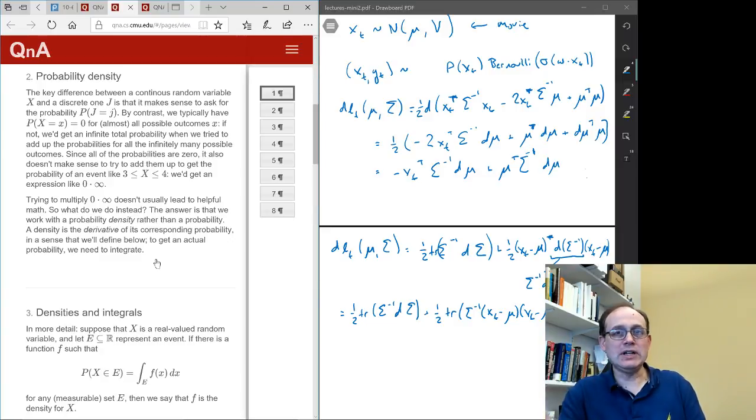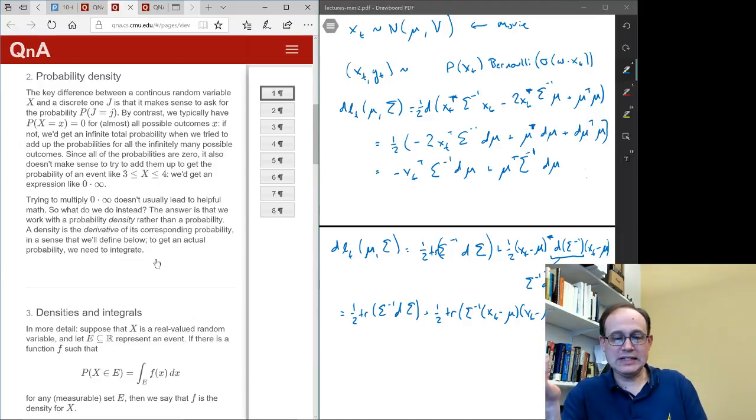And since these probabilities are 0 instead of being small, it doesn't make sense to add them up. If you ask for the probability that x is between 3 and 4, for a discrete random variable, you just add up the probabilities of every event that's between 3 and 4. But for a continuous random variable, every event would have 0 probability and there'd be infinitely many of them, so you'd get 0 times infinity, which is not a number. So that's not obviously the right way to do it.